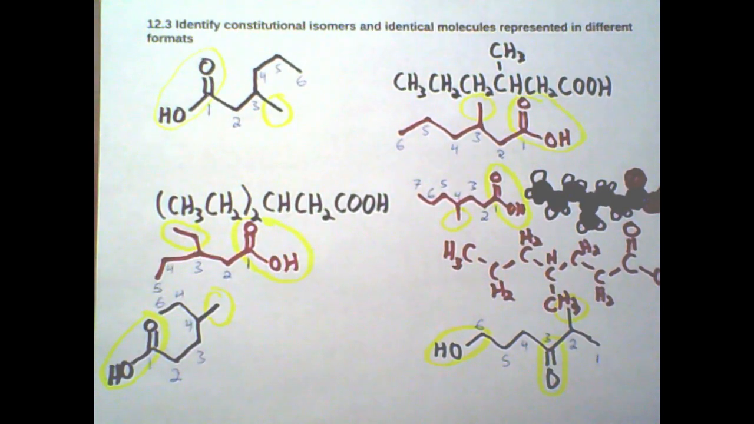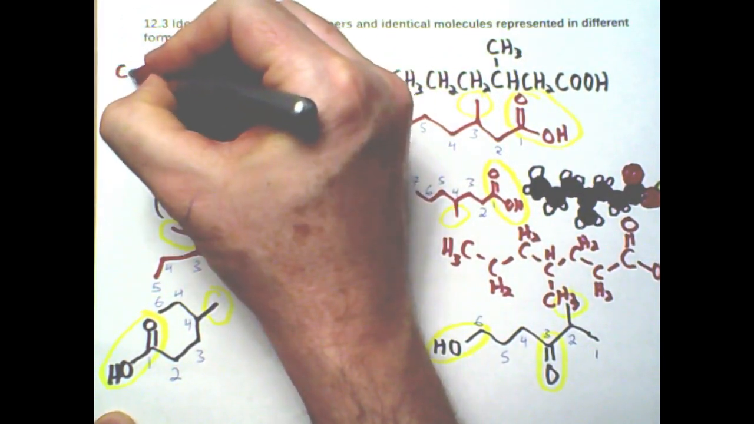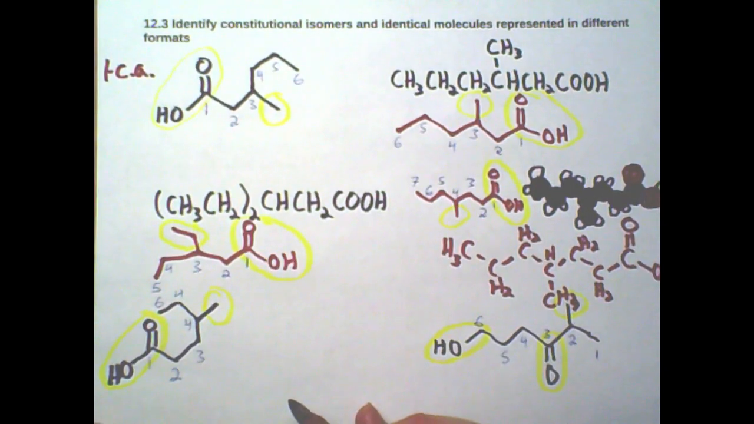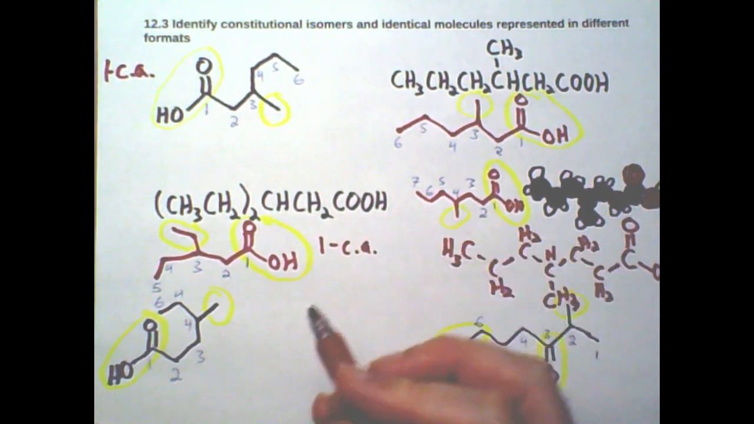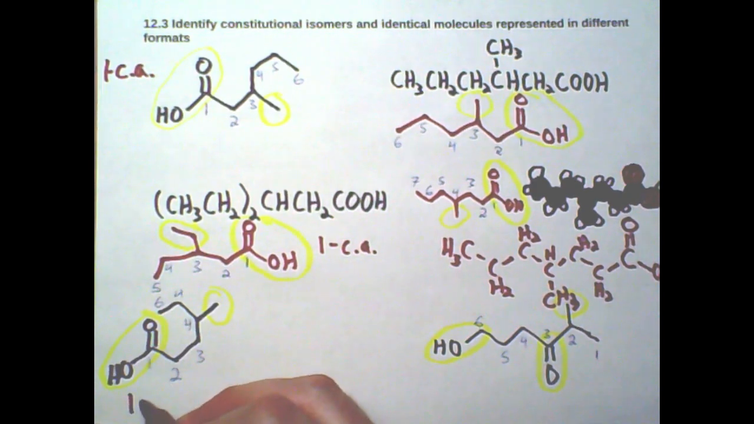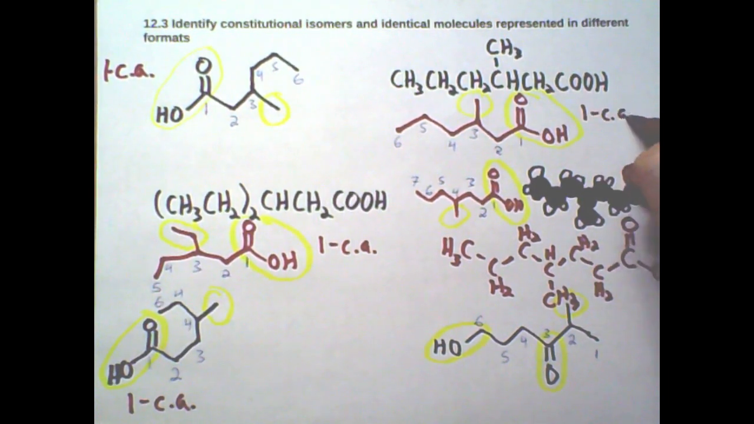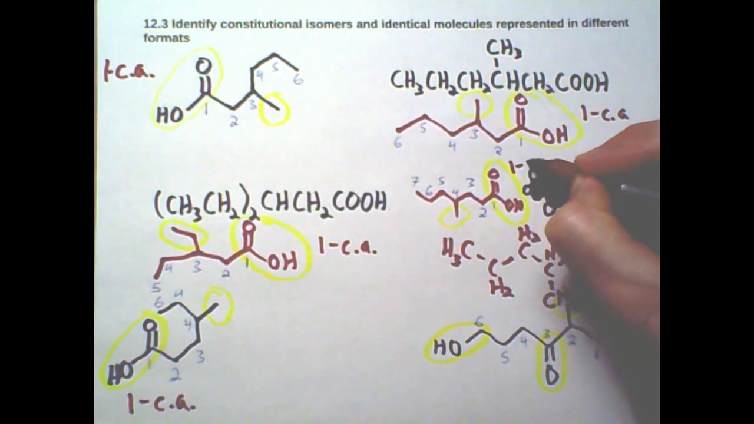And since you've been doing all this practice identifying functional groups, we can label these. This first one, a carboxylic acid, I'll abbreviate. Not a standard abbreviation, but it's at 1. Here, again, at 1, I've got a carboxylic acid. Here, at 1, I've got a carboxylic acid. 1 carboxylic acid. 1 carboxylic acid.